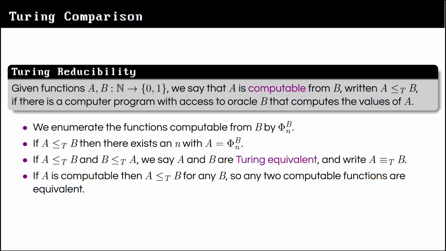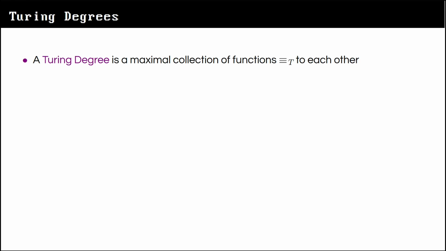As such, any two computable functions are computable from each other, and so they must be Turing equivalent. In order to make our relation anti-symmetric, we need to consider all Turing equivalent functions as a single unit, which we call a Turing degree. The Turing degree of a function is the set of all functions that are Turing equivalent to it, so Turing degrees are just maximal collections of functions that are all equivalent to each other. So this gives us a mathematical structure, the set of Turing degrees with Turing computability as a notion of ordering.